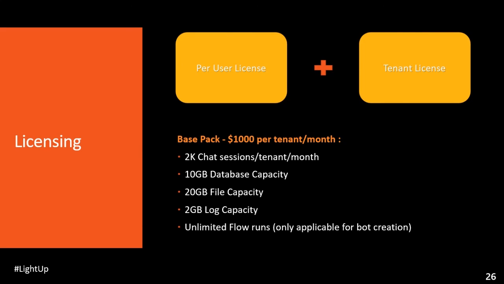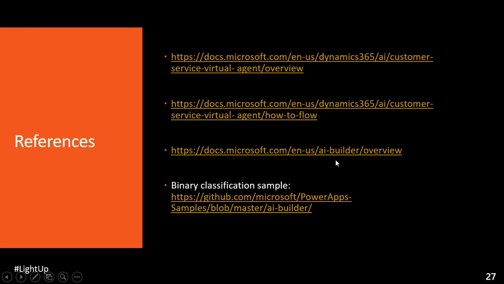And this is the licensing details, where there is a per user license and a tenant license. This is pretty standard. You can find this information on the Microsoft pages if you want to use Power Virtual Agent: 2K chats per session, per tenant, per month. Then 10 GB is the capacity, 20 GB is the file capacity, the number of files. Then logging, how much logging you can do, is 2 GB. So these are basic details. You need a per user license and a tenant license to use Power Virtual Agent in your environment. These are the references I used.